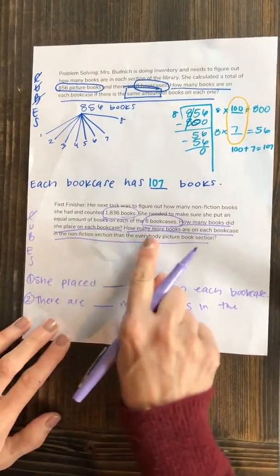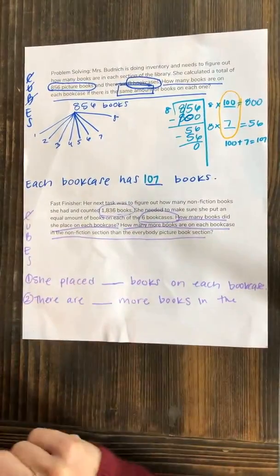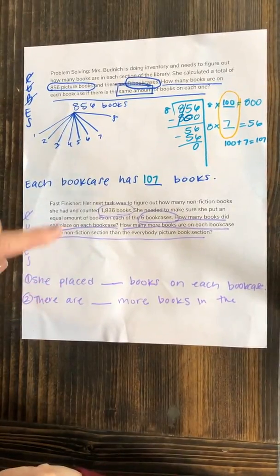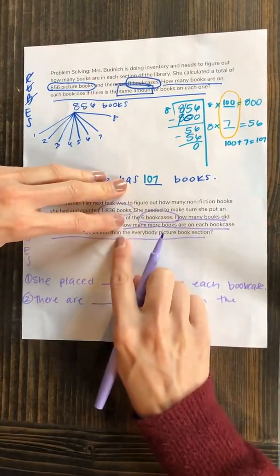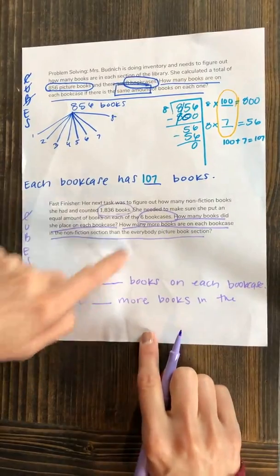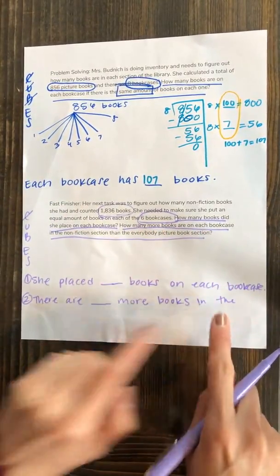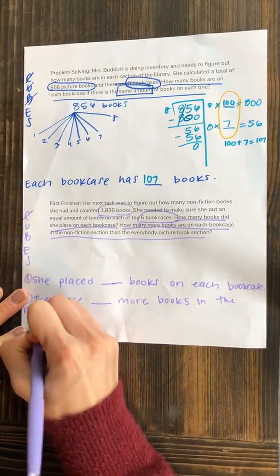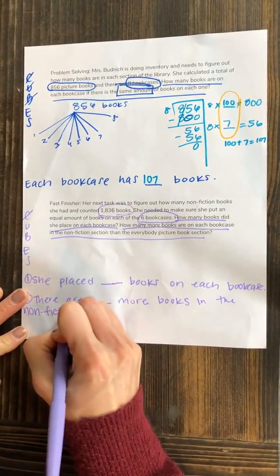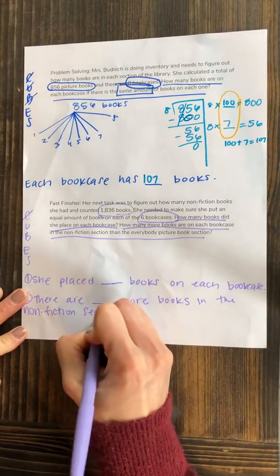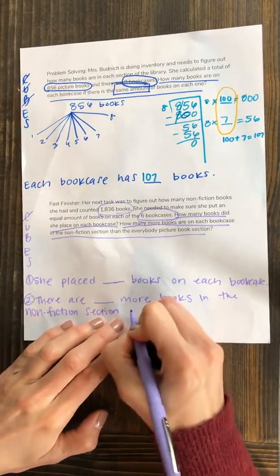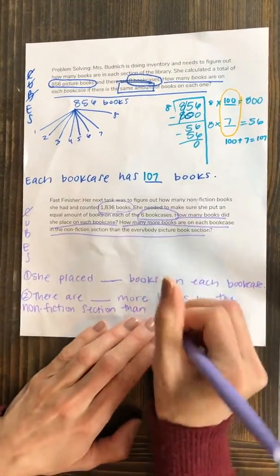And see how I'm really just writing the same question down? I'm just basically copying the same thing from, instead of writing how many, I'm saying there are. And then I'm just repeating the same sentence here. More books in the nonfiction section than the picture book section.